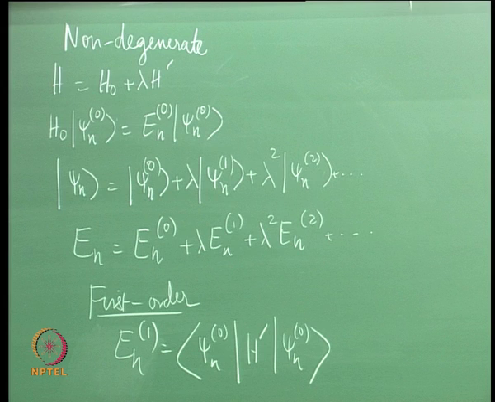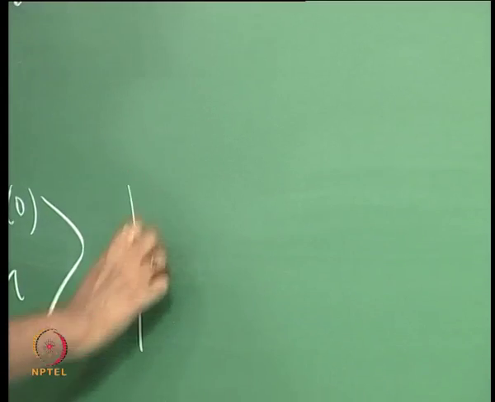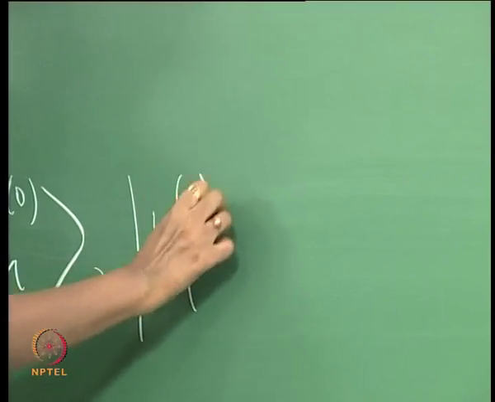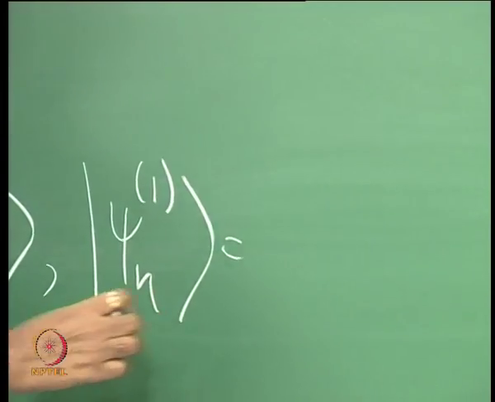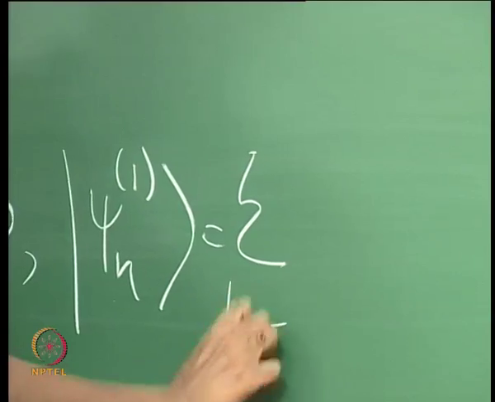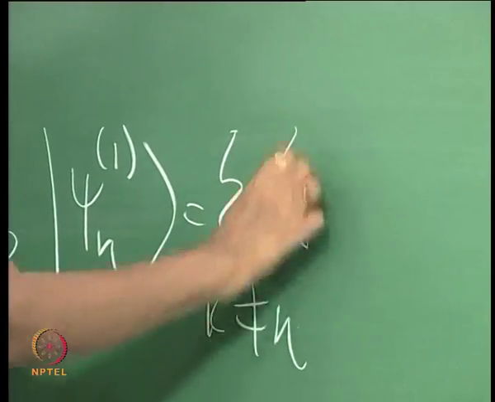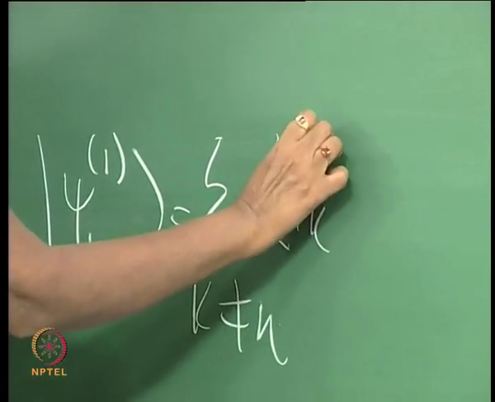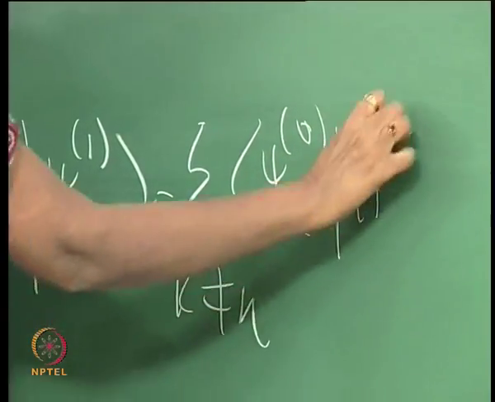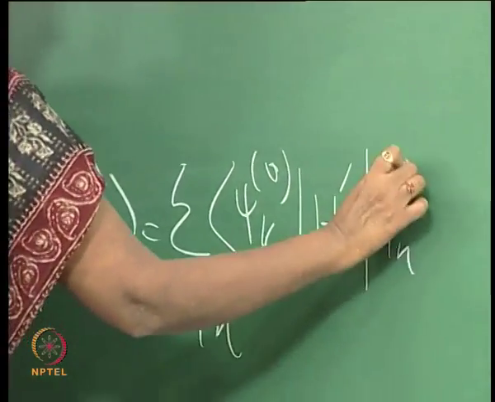And then we had a very crucial expression, the contribution to the wave function to first order. That means just the first order contribution, I am neglecting the 0th order contribution, was summation over k not equal to n, psi k 0 h prime psi n 0 by E n 0 minus E k 0.